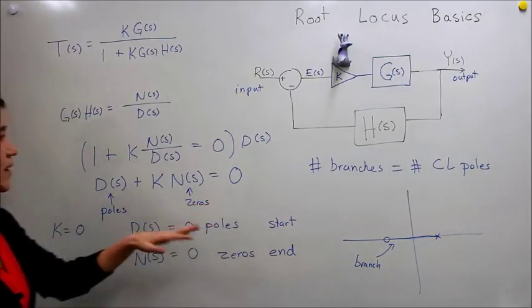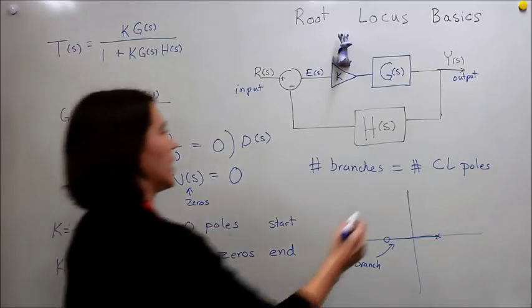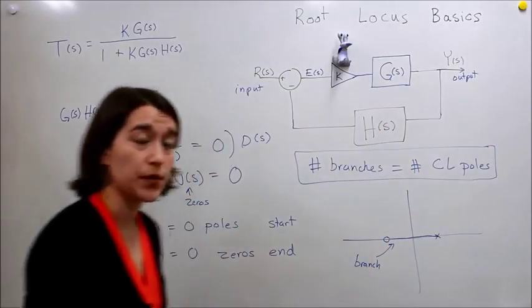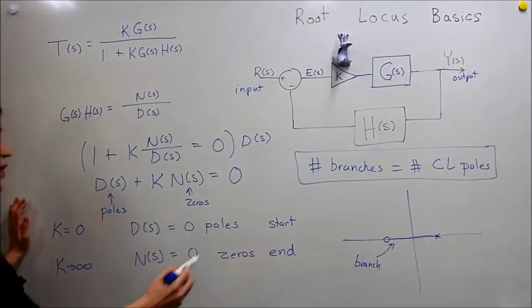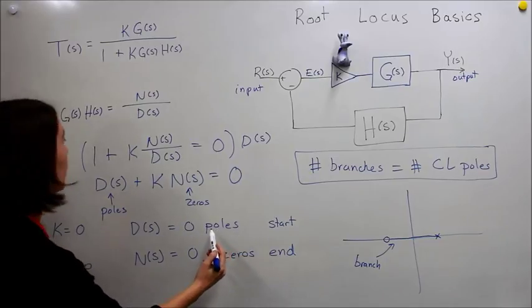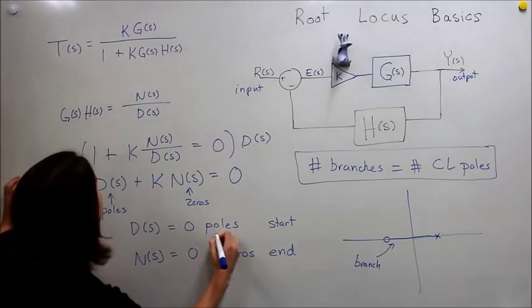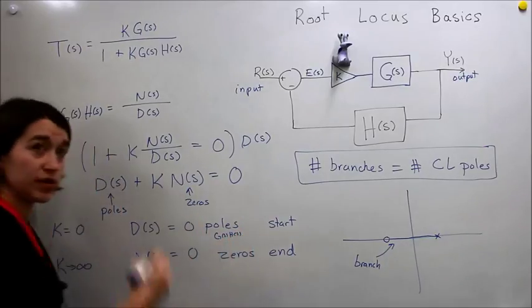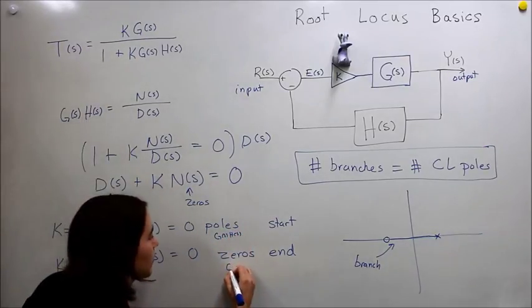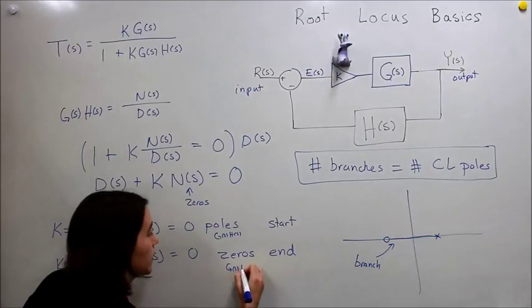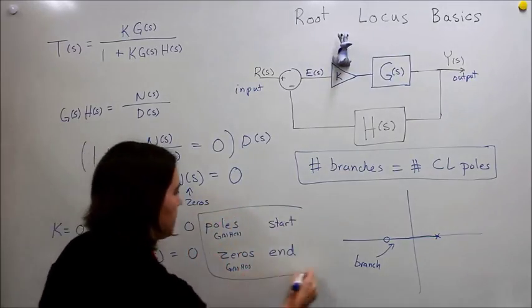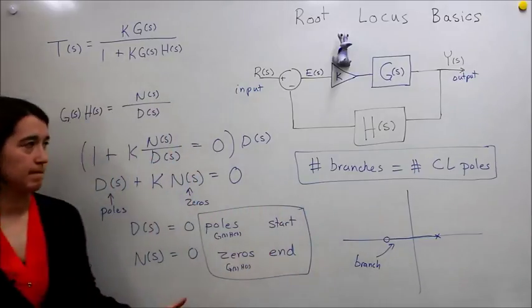Okay, so this is the basics. The important things that you need to remember here are that the number of branches we're going to see is the number of closed loop poles, and we start at the poles of G(s)H(s), and we end at the zeros of our G(s)H(s) equation. Okay?